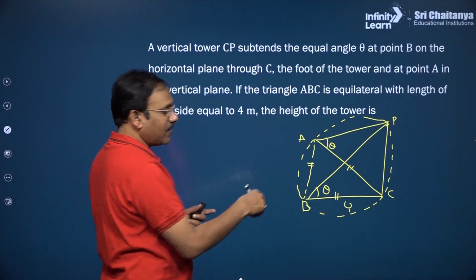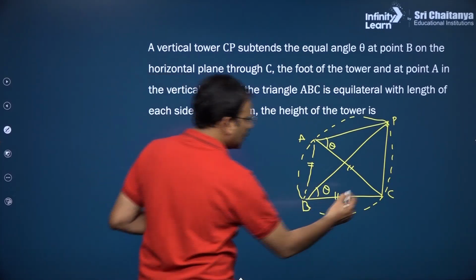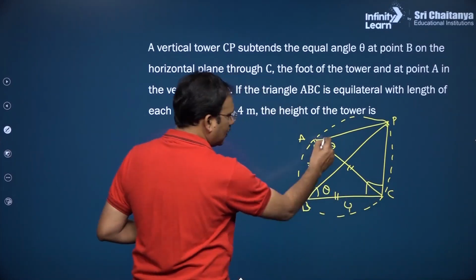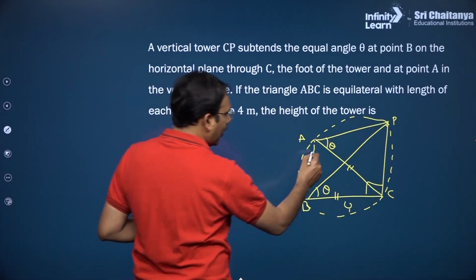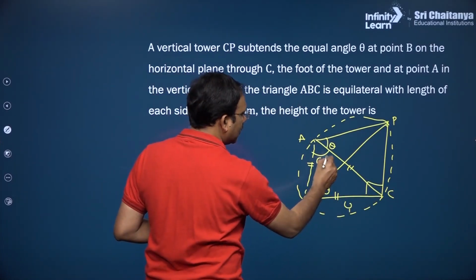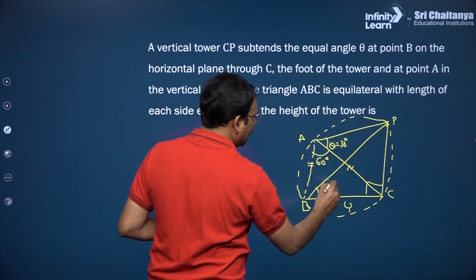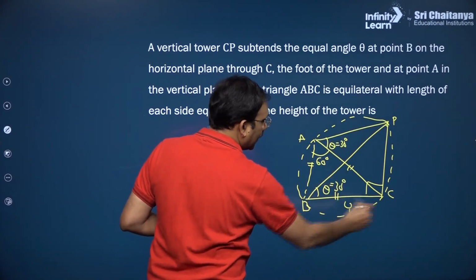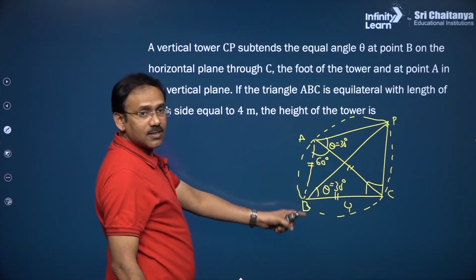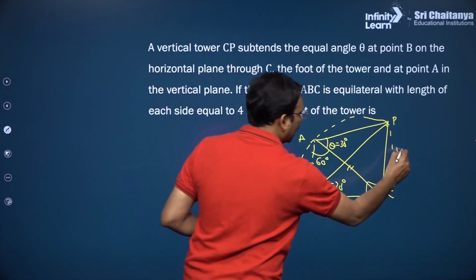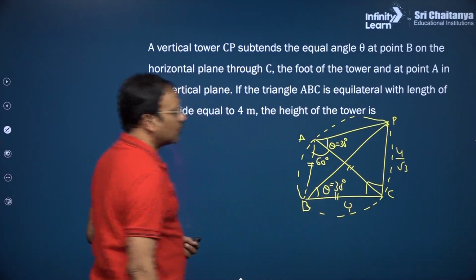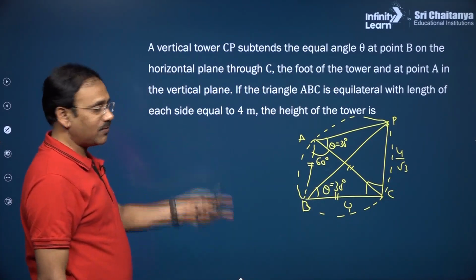Now, APCB is a cyclic quadrilateral, my dear friends. This is perpendicular, so 90, this must also be 90. Already it is equilateral, so this is 60 degrees, so theta must be 30 degrees. In this right angle triangle, 30 degrees is there, adjacent side 4 means it must be 4 by root 3. So, PC is 4 by root 3, my dear friends, which is the height.